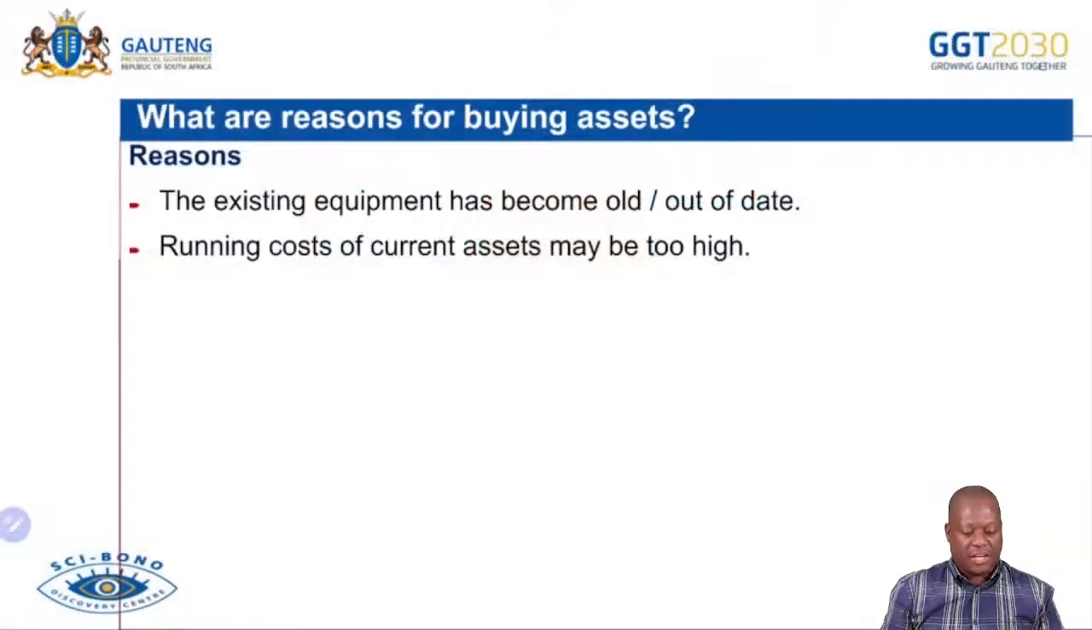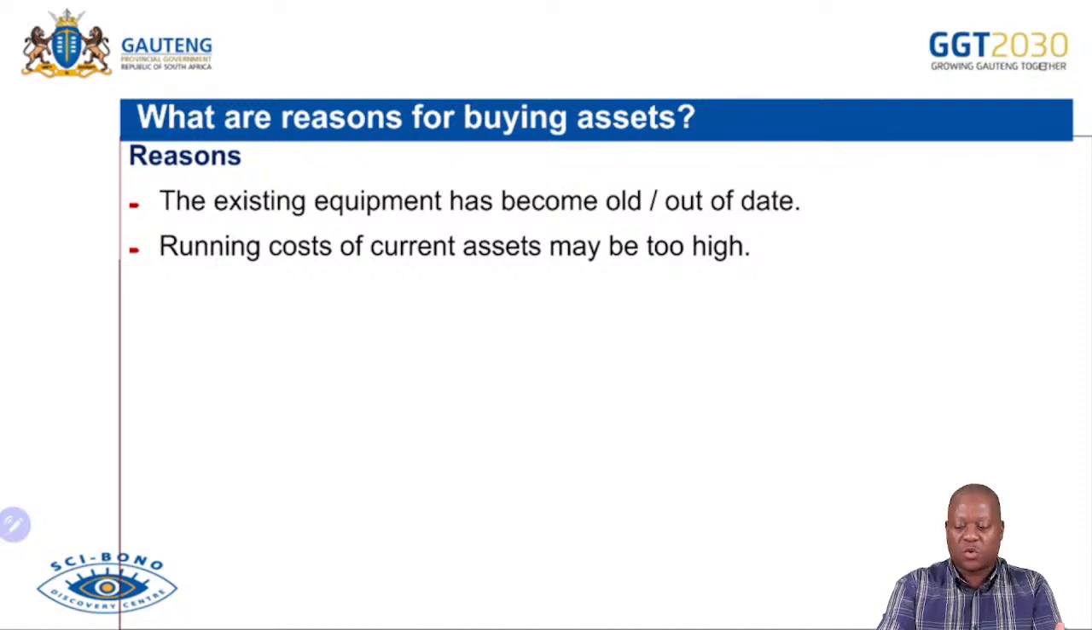I think we are following up to this point, and everything is going on as we would want it to. Now, what are the reasons for buying assets? Why does the business buy assets? The first reason is if the existing assets or equipment has become old and out of date. You have a printer there that is now outdated. You have computers there that are no longer even compliant to new technologies and equipment. It is now outdated.